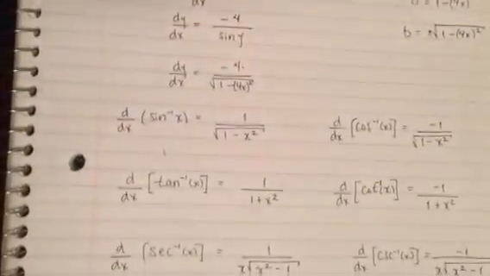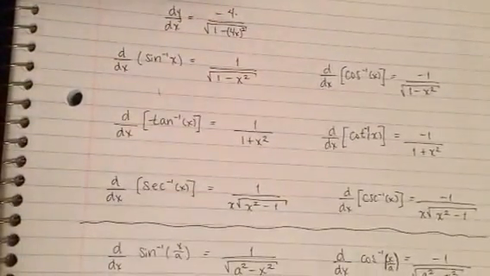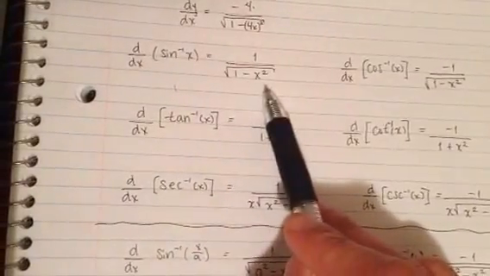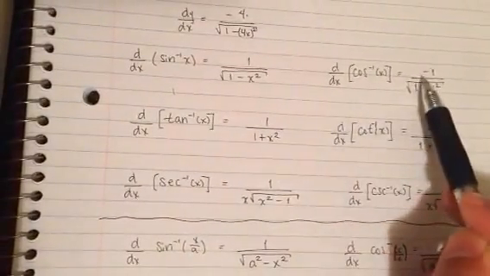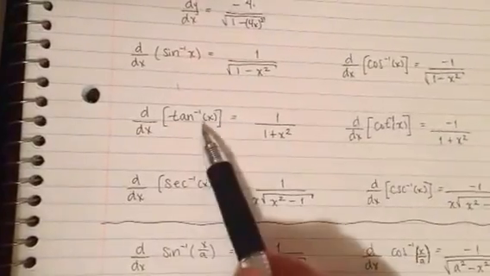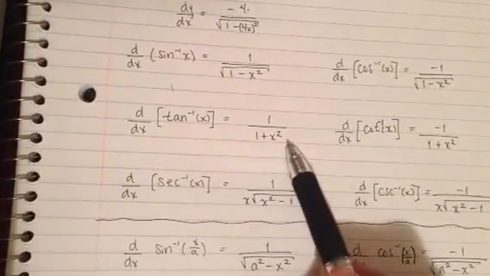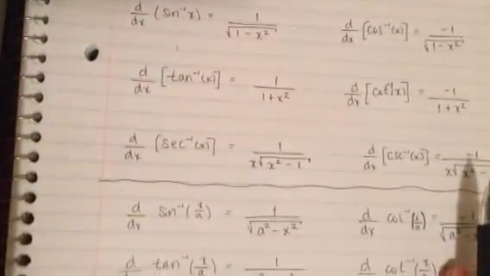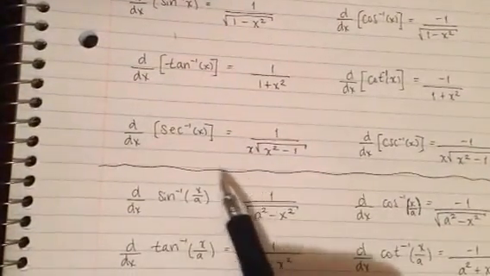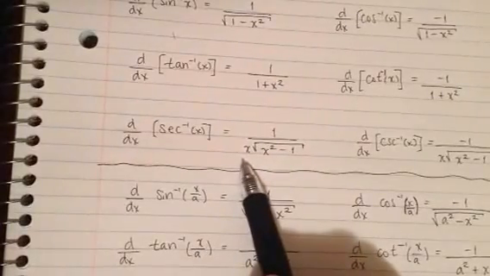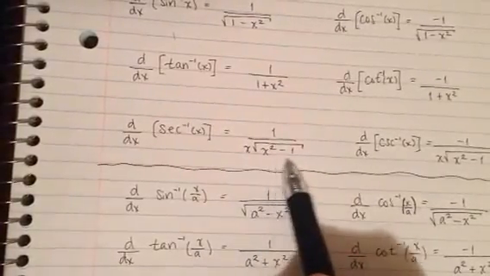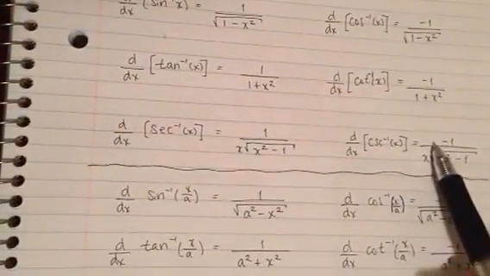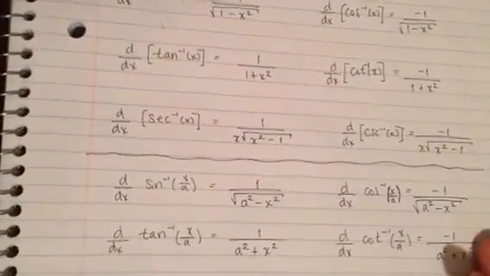The general derivatives of these inverse functions: sine inverse is 1 over the square root of 1 minus x squared. Cosine inverse is the same thing except with a negative. Tangent inverse is nice because it's just 1 over 1 plus x squared. Cotangent, same thing except with that negative. Secant and cosecant are different. Secant is 1 over x times the square root of x squared minus 1. Cosecant is the negative of that, x times the square root of x squared minus 1.